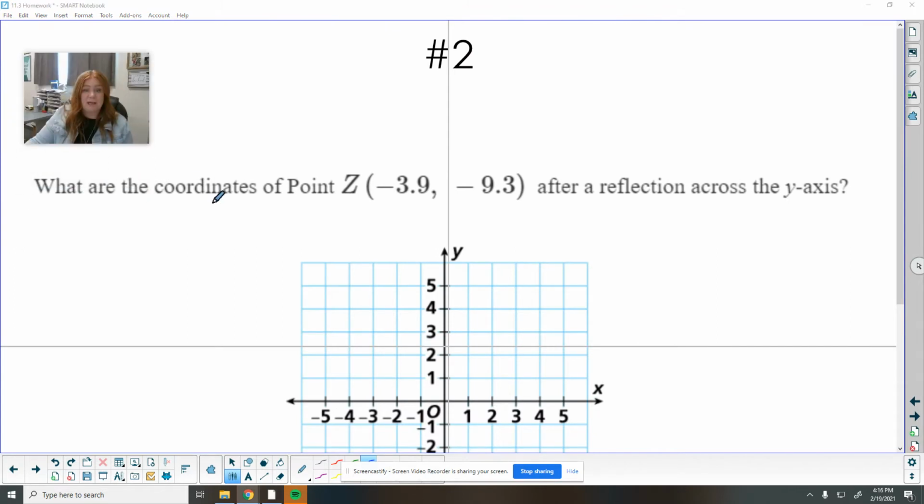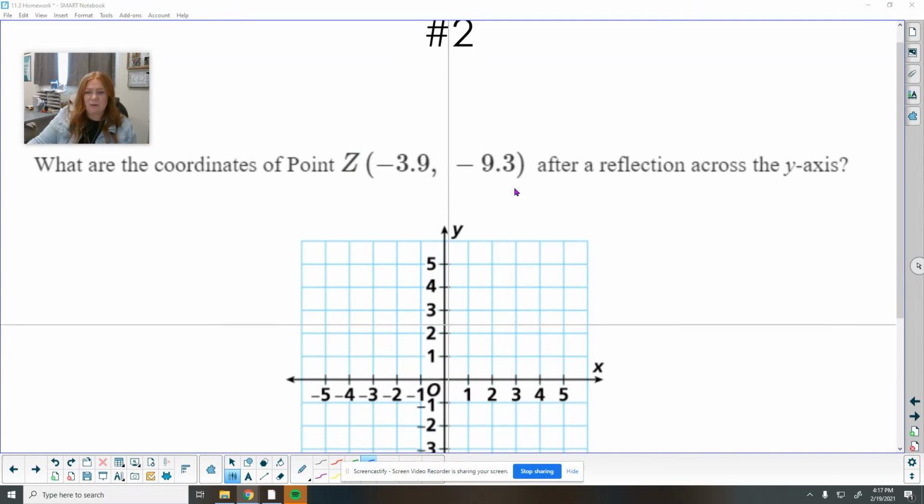Number 2 says, what are the coordinates of point Z? Sorry, I skipped Z. I knew I said something wrong. Point Z, we've got negative 3.9 and negative 9.3.